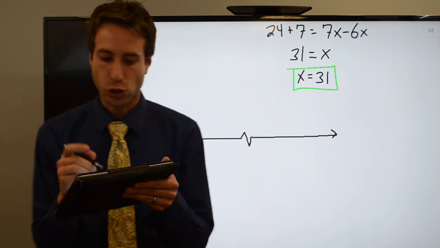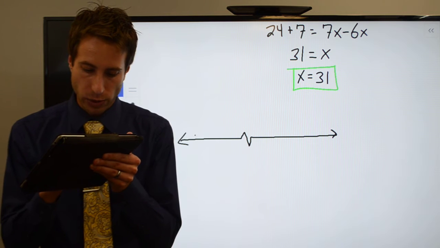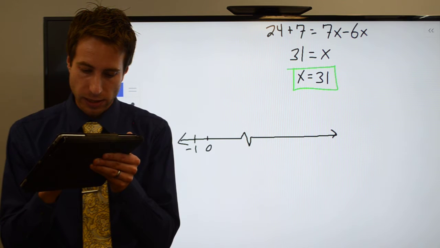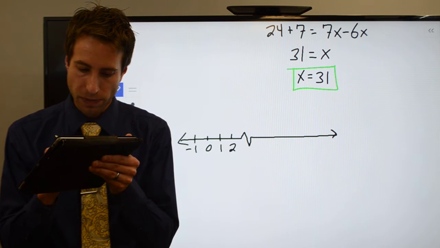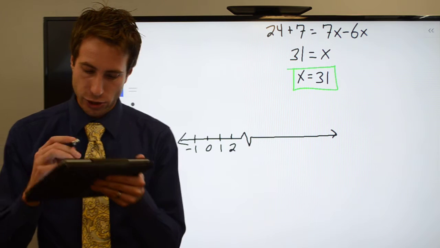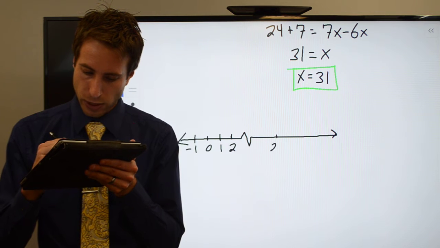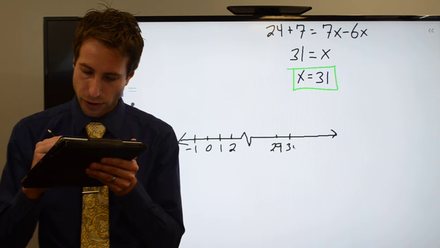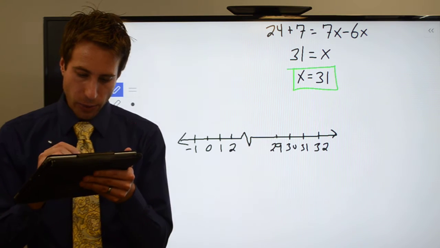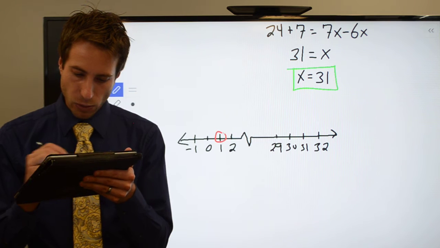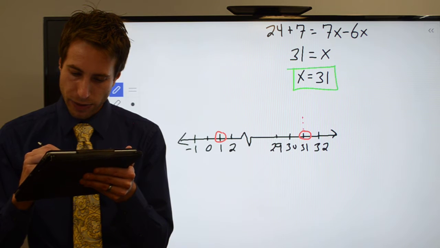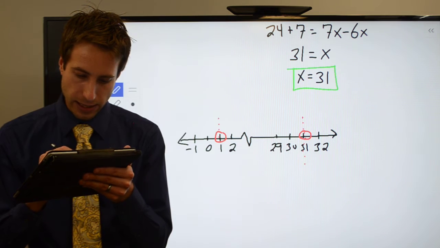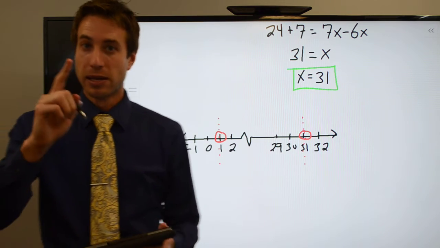All right, remember, x couldn't be 1, so we will have negative 1, 0, 1, 2, skip a whole bunch, and then wind up with 29, 30, 31, and 32. All right, we divide this up into the 1 and the 31. Those are going to represent splitting my intervals.